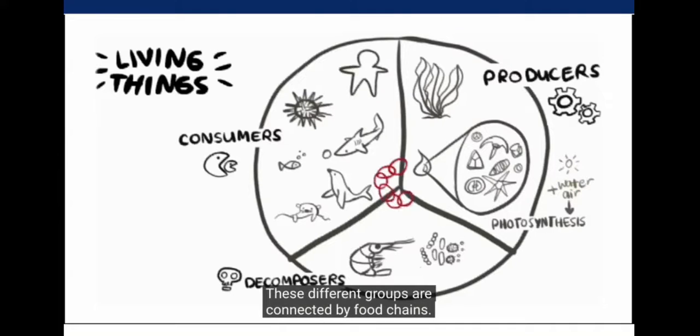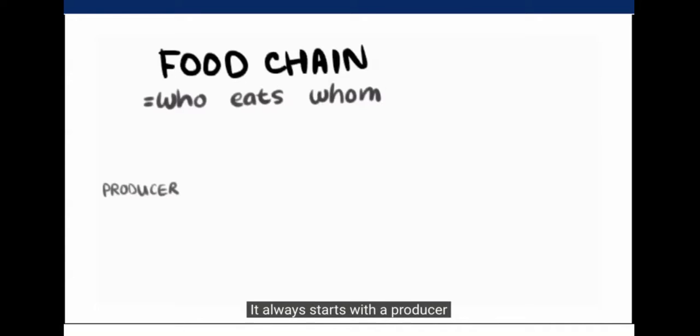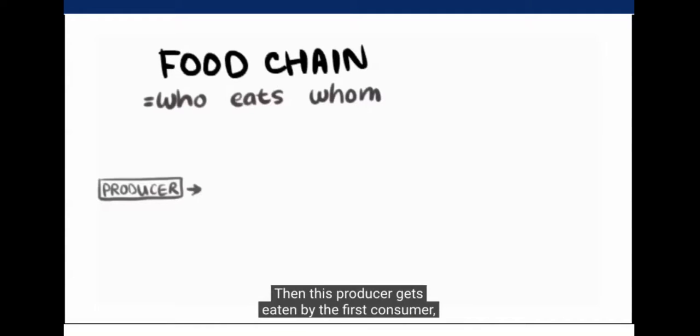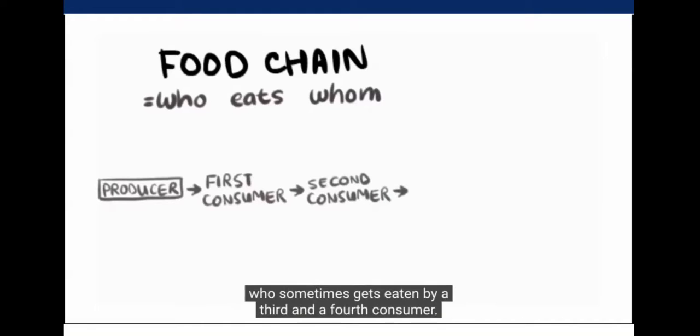These different groups are connected by food chains. A food chain shows who eats whom in an ecosystem. It always starts with a producer because they can make their own food. Then this producer gets eaten by the first consumer, who gets eaten by the second consumer, who sometimes gets eaten by a third and a fourth consumer.